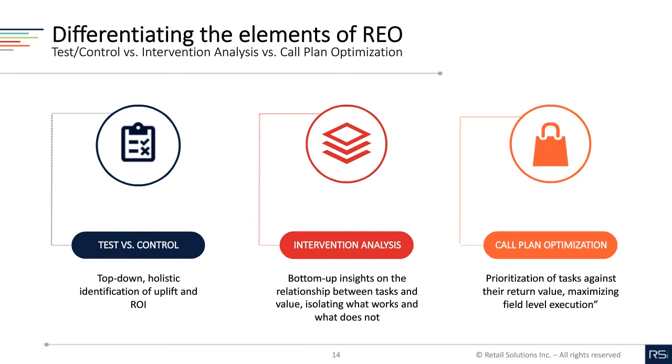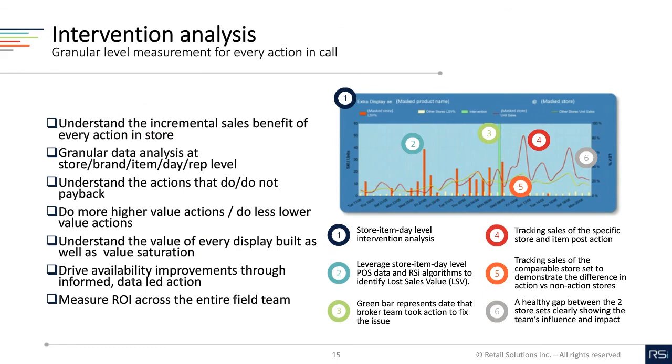So let's start with intervention analysis, the granular level measurement for every action in call. This is the monthly analysis of post-intervention sales uplift performance at the store, item, agent intervention level. And the purpose and outcomes of the intervention analysis are: 1, to understand the incremental sales benefit of every action in store. 2, granular data analysis at store, brand, item, day, and rep level.